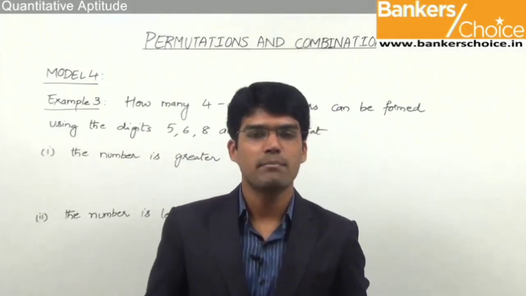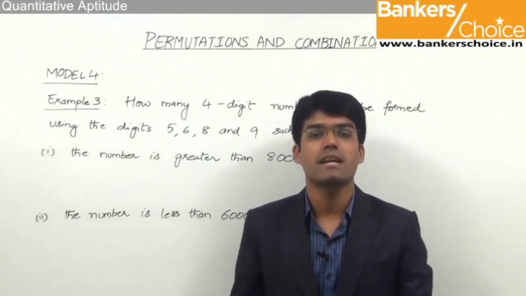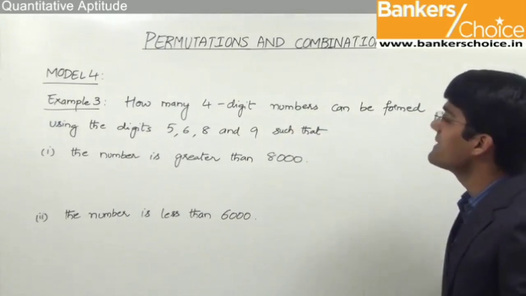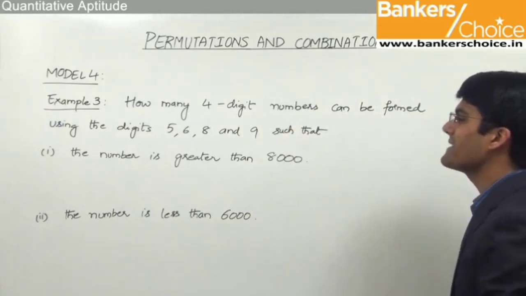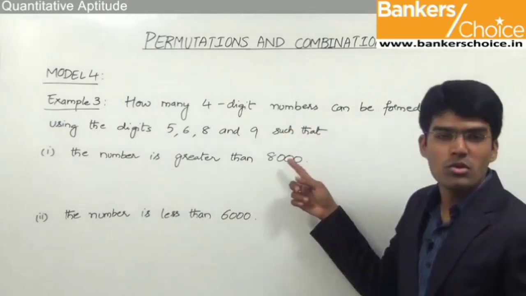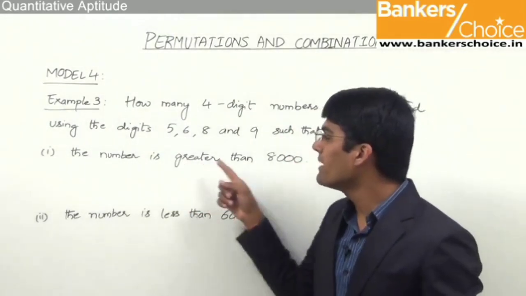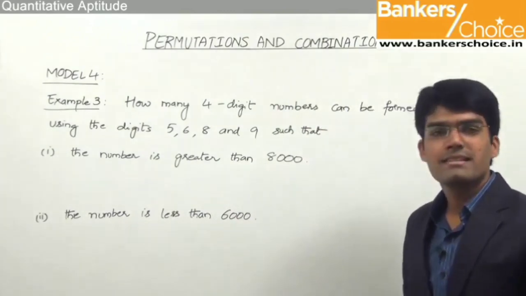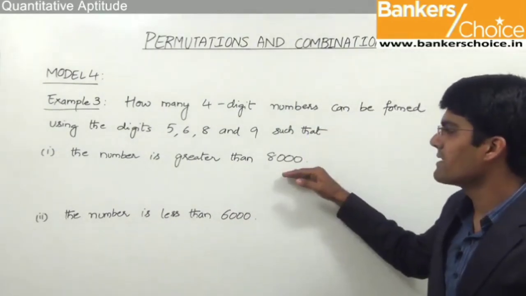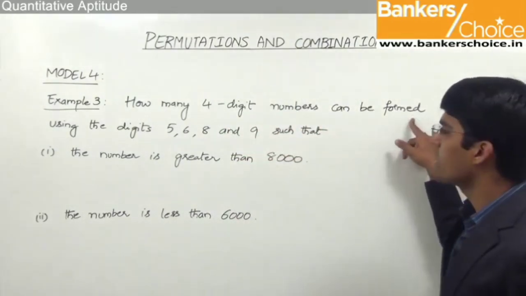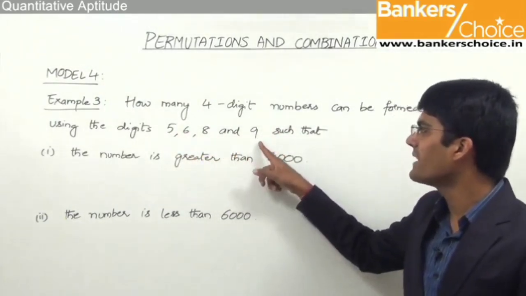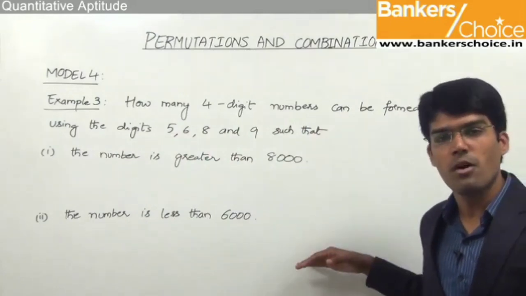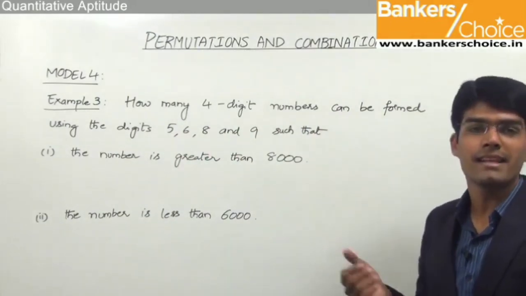Let's now look at the third example from module 4, which is again based on a special condition on the given digits. The question here is, how many 4-digit numbers can be formed using the digits 5, 6, 8 and 9, such that we have got 2 different conditions here. The first one says the number is greater than 8,000, and the second condition is the number is less than 6,000. So look, taking the first condition here, the question is how many 4-digit numbers can be formed using these digits 5, 6, 8 and 9, such that the number formed is greater than 8,000. So whatever numbers we form here, we should make sure that it is greater than 8,000.